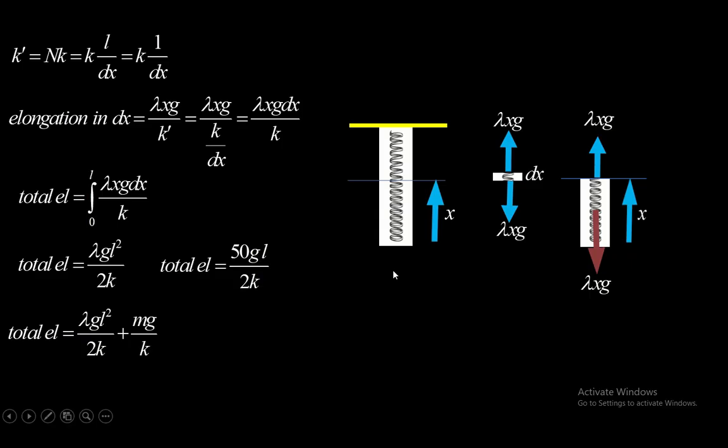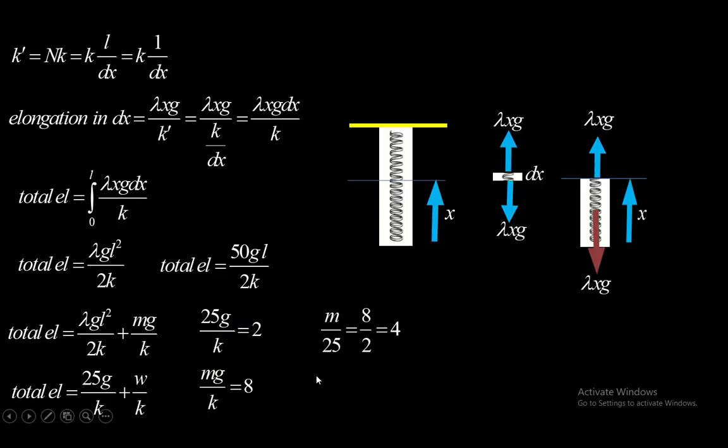Now, when an extra mass m is suspended at the lower end, then the elongation will be the elongation found earlier, and there will be an extra elongation due to that m mass, that will be mg by k. In our question, it's given that the elongation due to weight alone was 2 and the total elongation was 10. So this part was 2. So this part will be 8 because the summation is given as 10. So from these two, we can easily find the value of m just by dividing, and it's coming out equal to 100. And its unit will be grams because we have kept 50 in grams.